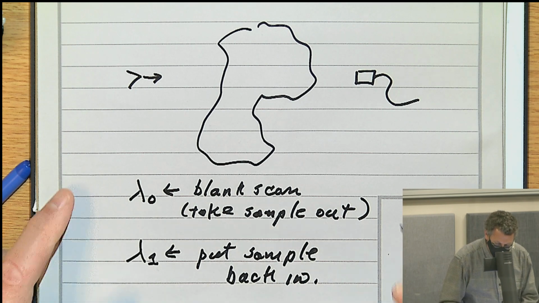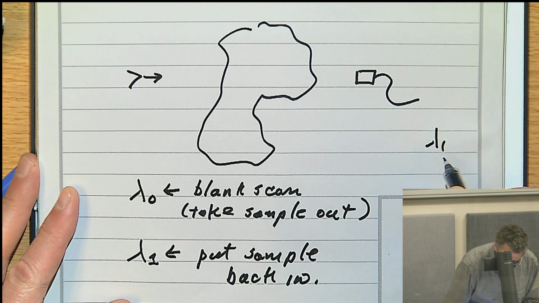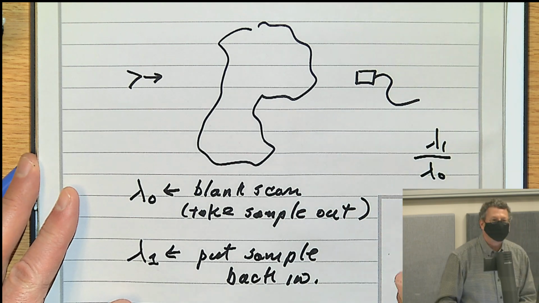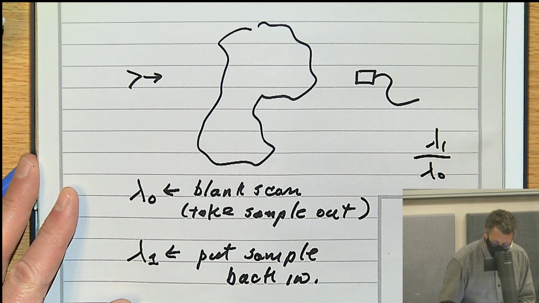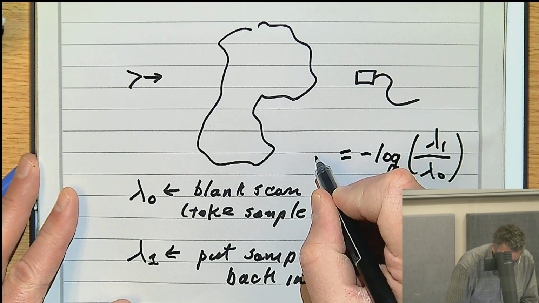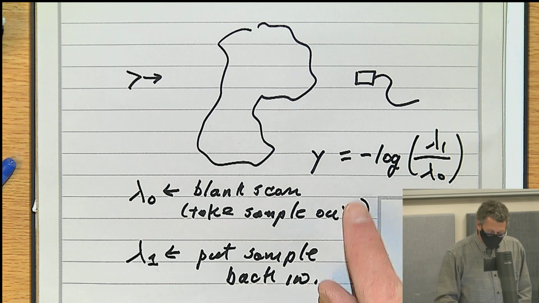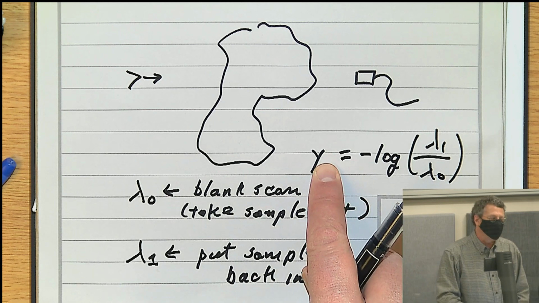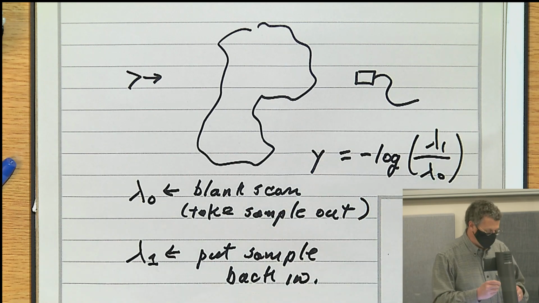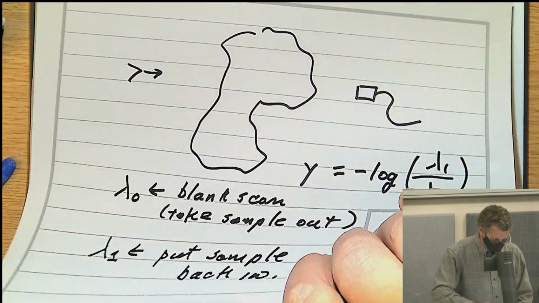And then what you do is you take lambda 1 over lambda 0. Lambda 0 is the measurement, is the calibration. The ratio has got to be less than 1, so you take the negative log, and that's equal to y. This is the actual attenuation that you use to do the reconstruction. Is there any questions about that? It's sort of like simple, and it's sort of like not simple. It's sort of fun, yeah.